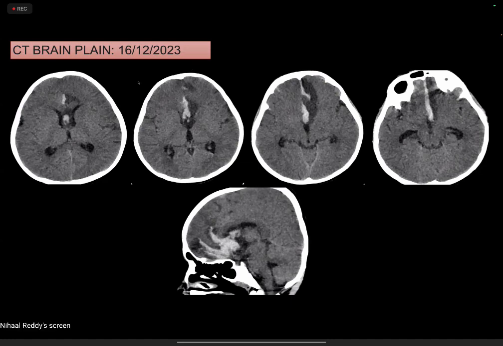So CT of December 16th, is that right? Because I saw 14 November. Yeah, the first CT is not there. So 16 December. The November one is not there. This is the second CT.